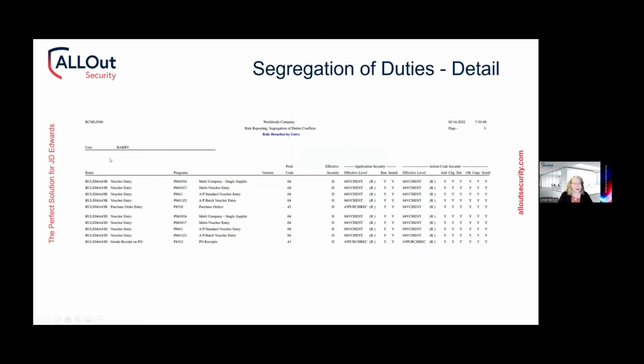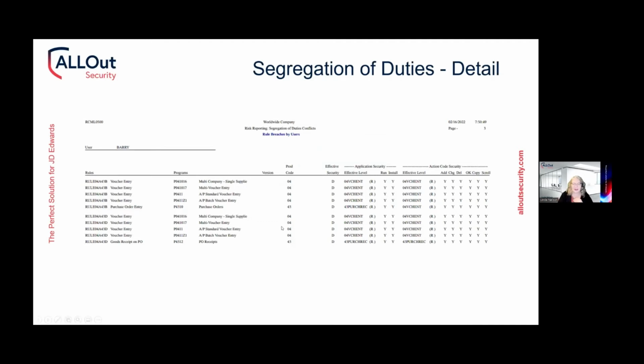Here I had Barry. He's got the ability to do voucher entry and purchase order entry. I've got quick visibility to all of the programs that allow him to update a voucher. And where does that security come from, and what is his effective security? So I can very quickly get detailed information for this.